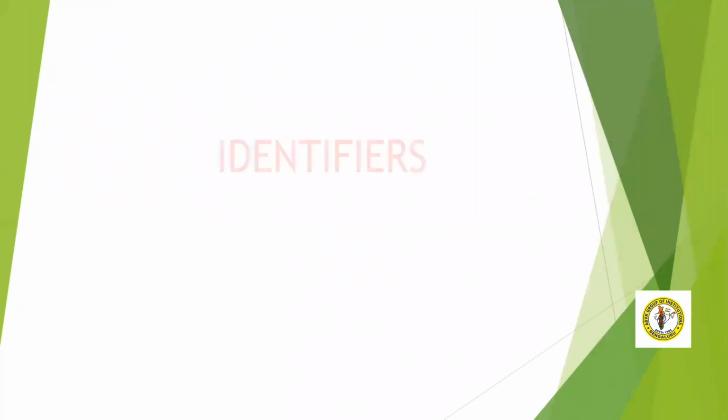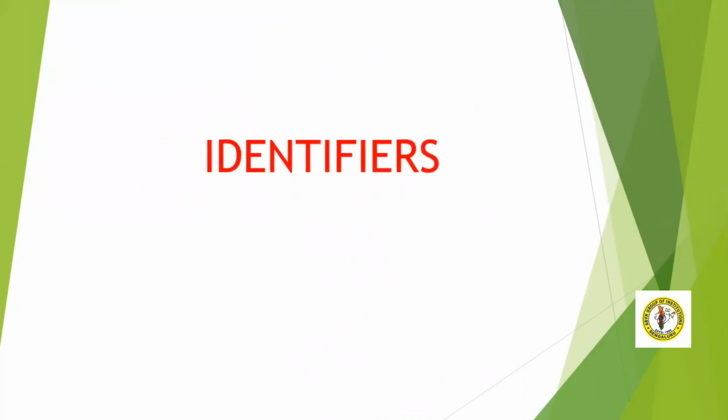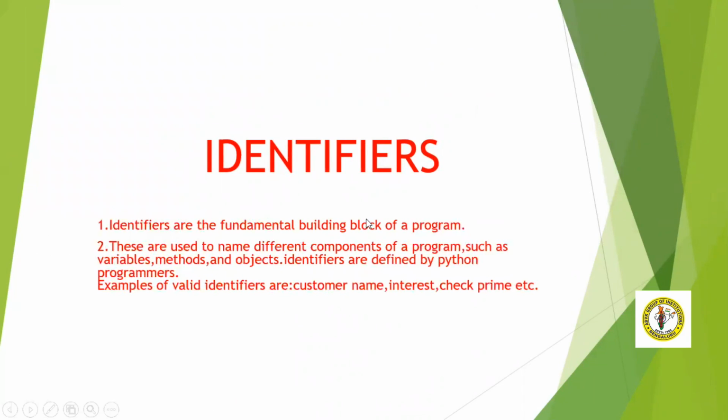Now we will see what is an identifier. So what do you mean by identifiers? Identifiers are the fundamental building blocks of a program. These are used to name different components of a program such as variables, methods, objects. So the names of different components we can give through identifiers. They are used to identify. The identifiers are defined by Python programmers. Examples of valid identifiers are customer name, interest, check prime, etc. You can give any name to the identifiers.